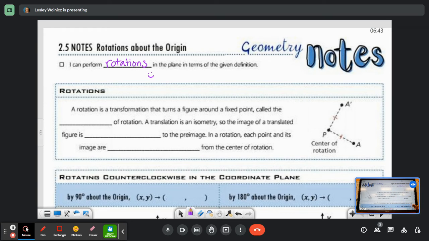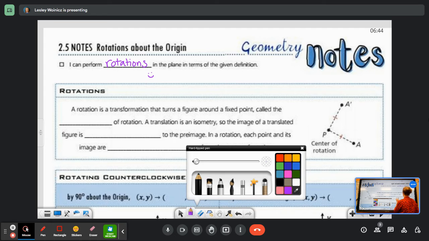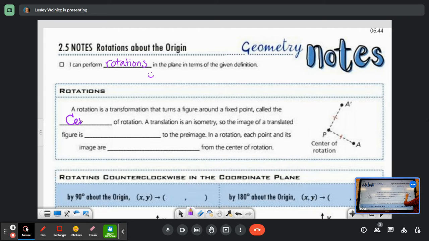Okay, so a rotation is a transformation that is turning a figure around a fixed point called the center of rotation. Center. Okay, a translation is, whoops, that should say rotation.